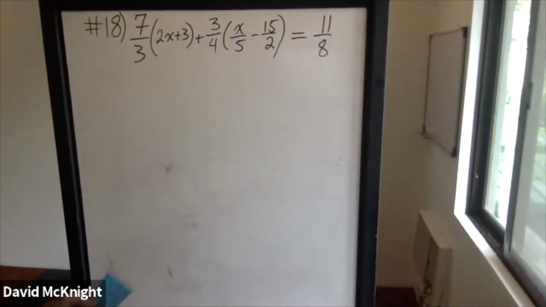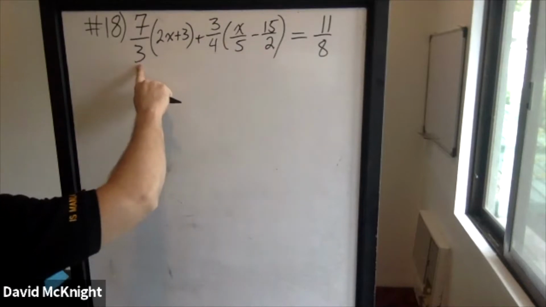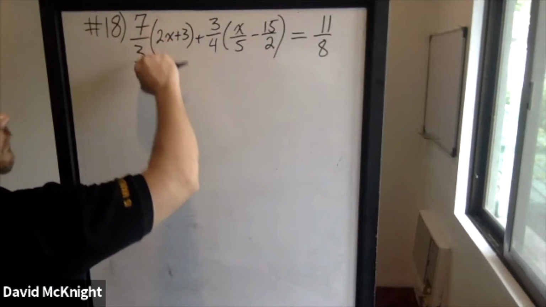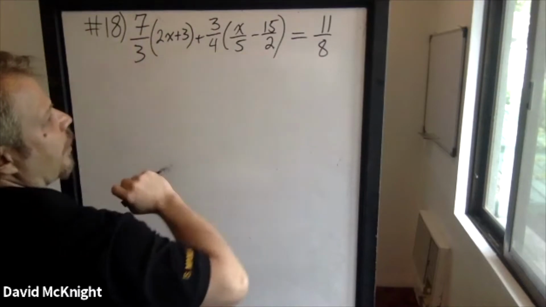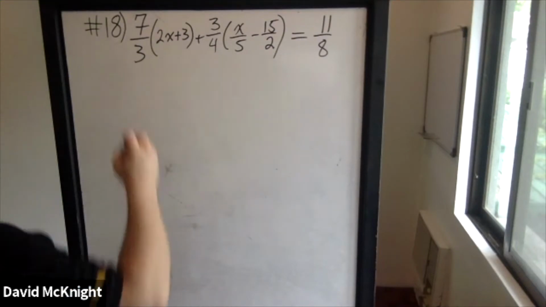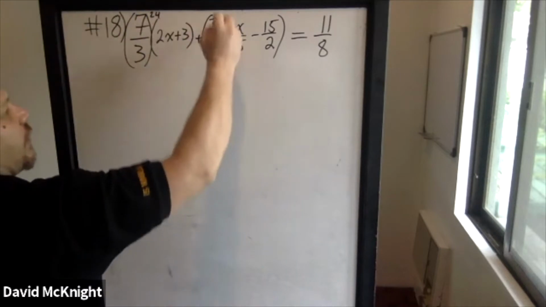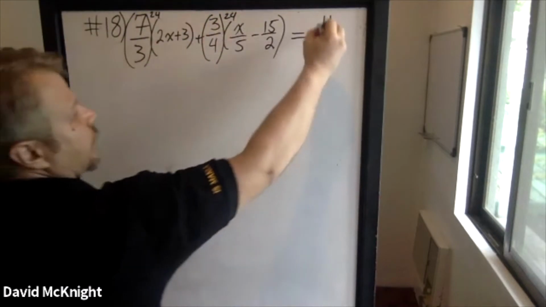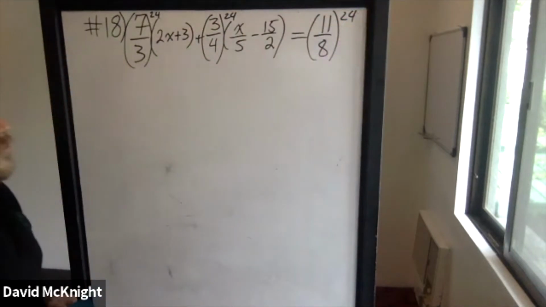Number 18, it's a real pretty one here. Same idea, we want to clear the fractions. These are the fractions we want to clear first. The denominators are 3, 4, and 8. We'll worry about this later. So the lowest common multiple of 3, 4, and 8 is 24. So we're going to multiply each of these fractions by 24, and that will clear all those fractions, okay?